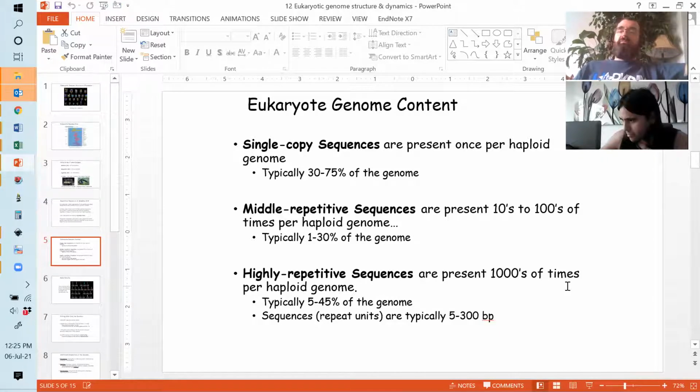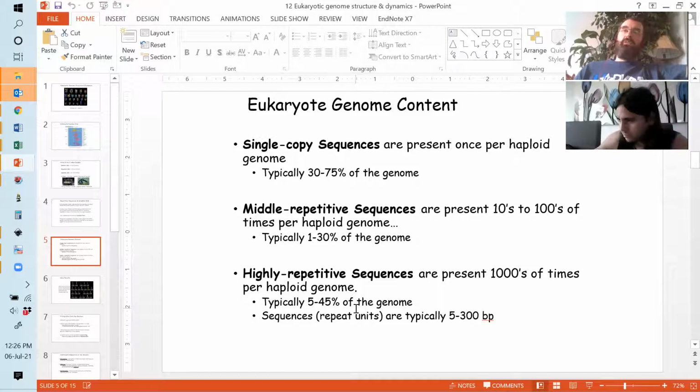And then you have repeat sequences, classified depending on how many times they have been repeated, right? And you'll see that up to almost half of an organism's genome could consist of simply highly repetitive sequences, stuff that's just repeated over and over and over thousands of times. And this varies from organism to organism.